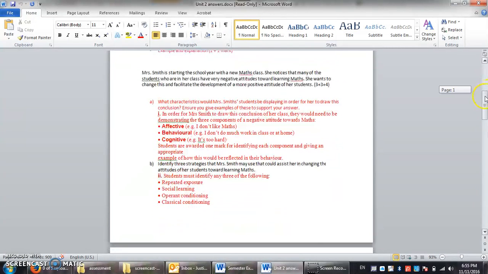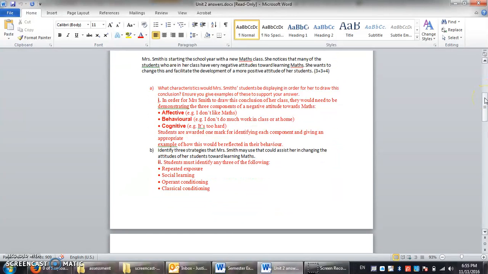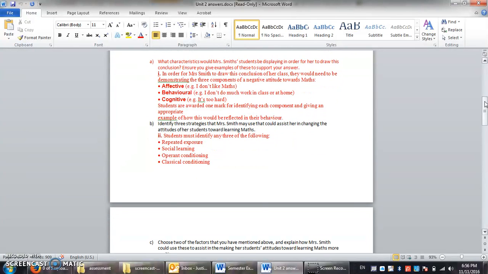Next bit, Mrs. Smith is starting the school year with a new maths class. She notices that many of the students in her class are very negative towards learning math. So, interesting. She wants to change this and facilitate the development of more positive attitudes in her students. So, let's have a look at the first bit here. What characteristics would Mrs. Smith's students be displaying in order for her to draw this conclusion?